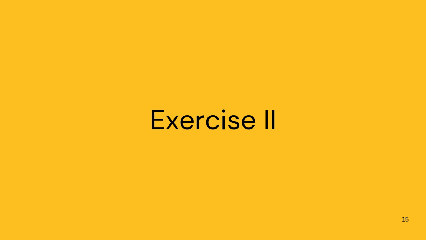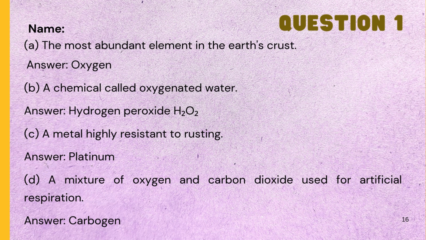Exercise 2. Name A. The most abundant element in the Earth's crust. Answer: oxygen. B. A chemical called oxygenated water. Answer: hydrogen peroxide, H2O2. C. A metal highly resistant to rusting.